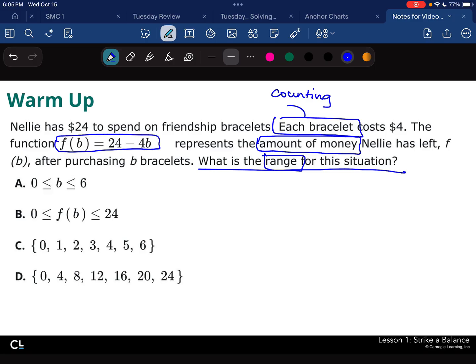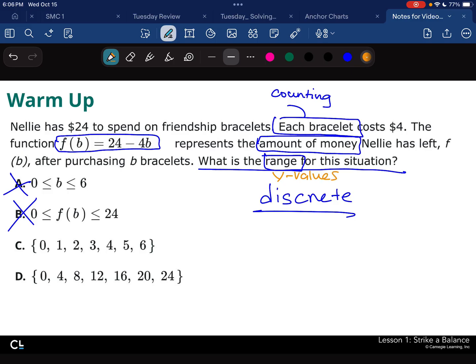All right, so looking at this representation and some of the keywords that I boxed, what type of representation would this question be? Would it be discrete or continuous? Because that word says counting, amount of, I know that this is going to be discrete. And because it's discrete, I can eliminate A and I can eliminate B because these are continuous. So now the question is asking me for my range. And we know that our range is our Y values.